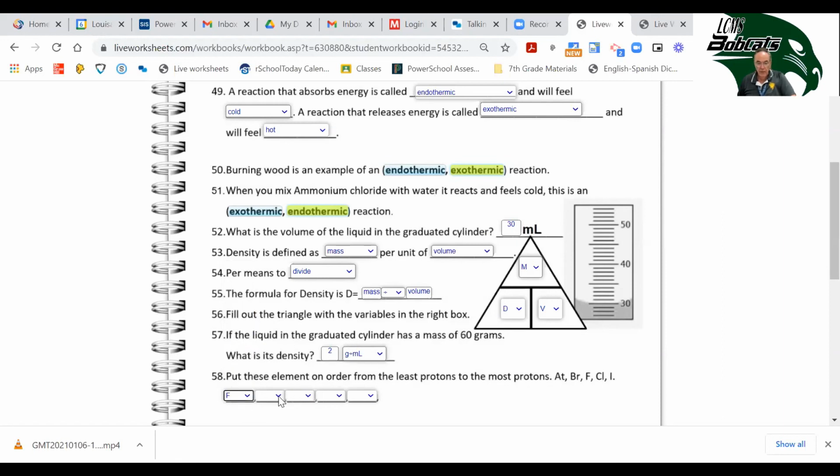Right under fluorine is chlorine. So I'm just going down the column. And then right under chlorine is bromine. And right under bromine is iodine. And right under iodine, the last one, is astatine.